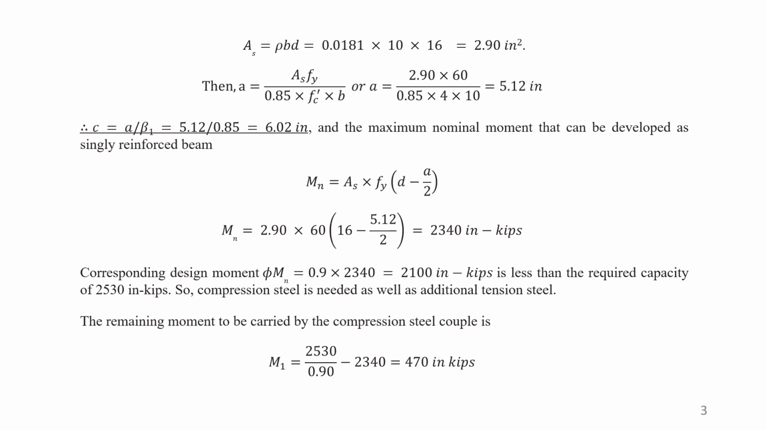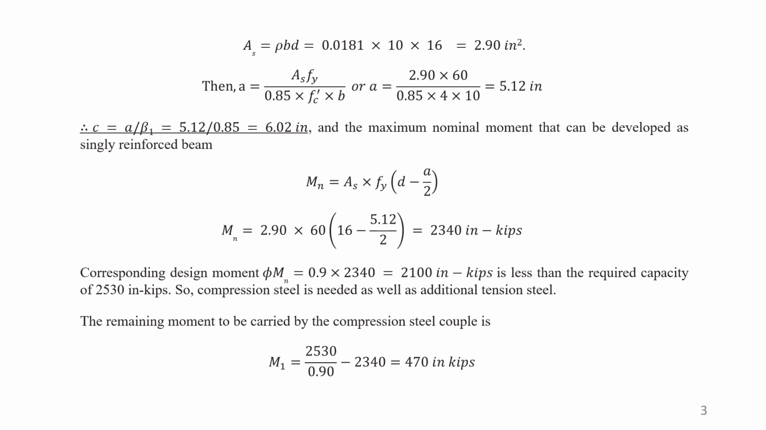And if we know the steel area, we can find out the stress block depth. The rectangular stress block depth is A, and the formula for finding A is AS Fy divided by 0.85 f prime c times B. If we put the numerical values of AS, Fy, f prime c and B, that becomes 2.9 times 60 divided by 0.85 times 4 times 10, which is equal to 5.1 inch.